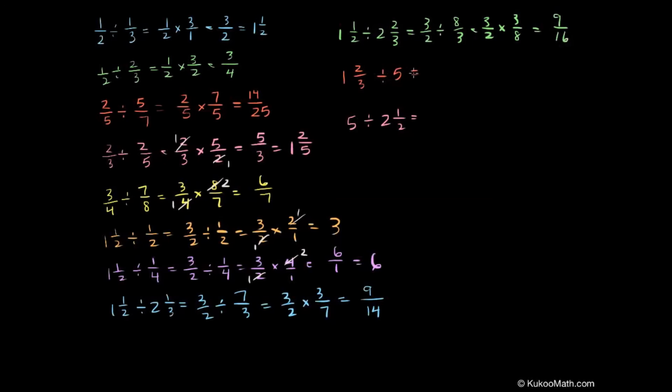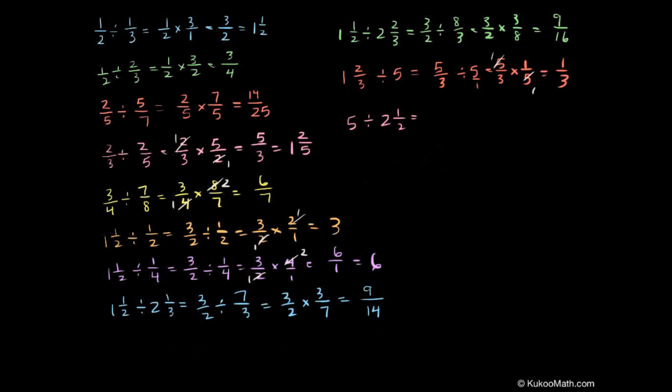Next problem, 1 and 2/3 divided by 5. So that's the same thing as 5/3 divided by 5, which is equal to 5/3 times 1/5, because this is the same thing as 5/1. And now since we can simplify here, our final answer is just 1/3.